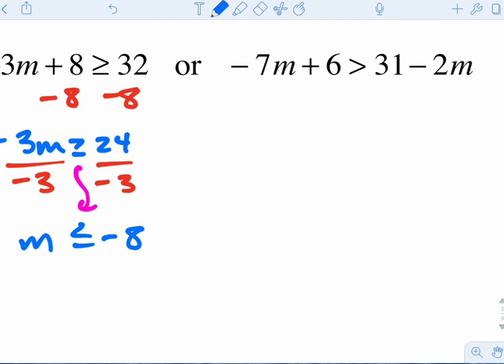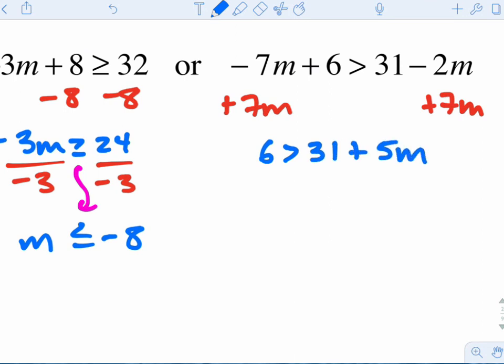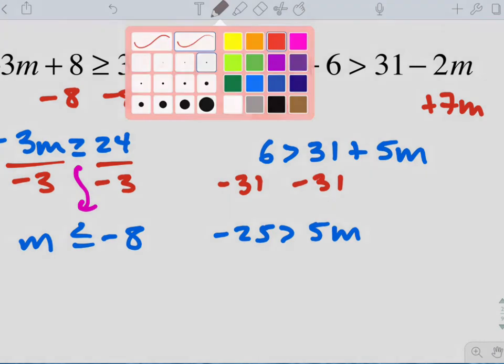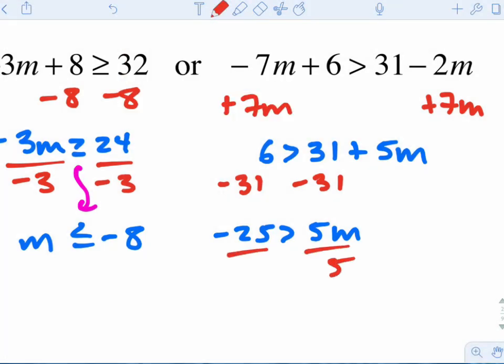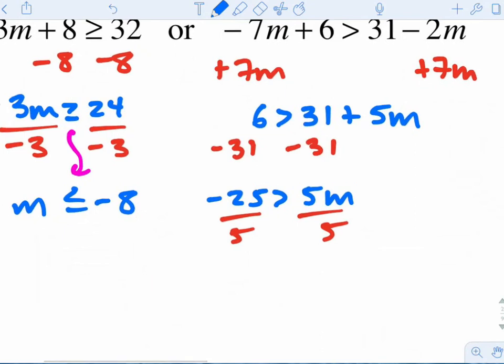Or, let's see what else we got. Okay, this is going to take a little bit more work. Let's add 7m to both sides. I like to collect my variables and constants in such a way that I end up with a nice positive amount of m's in this case, just because if you have a positive coefficient on your variables, it's less likely that you forget to flip an inequality later. So negative 25 is greater than 5m. When we divide by 5, we are not going to need to flip that inequality. And we end up with the statement m is less than negative 5, or negative 5 is greater than m.